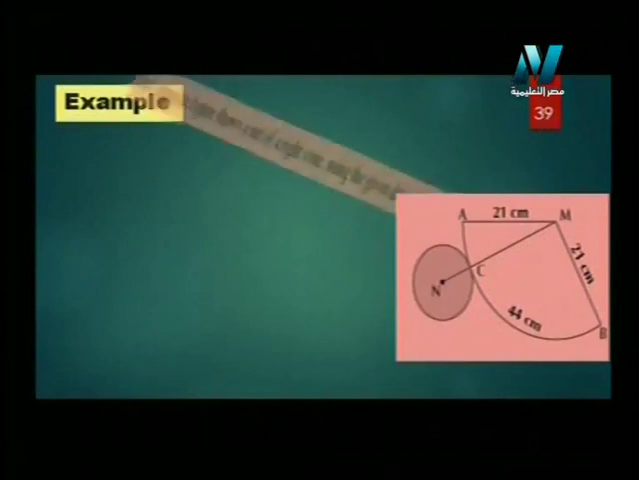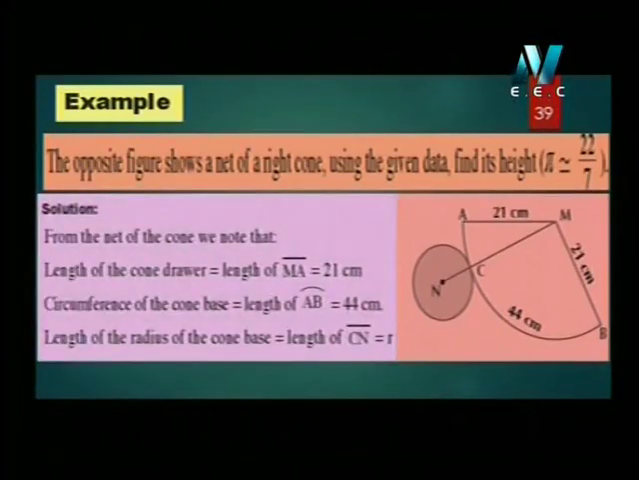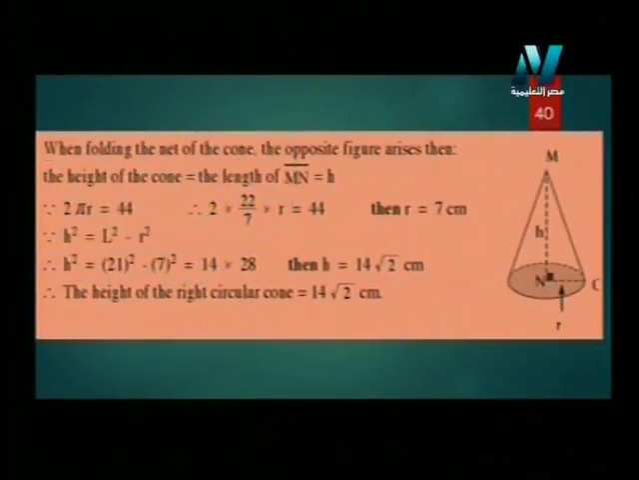Example: we have this one. The opposite figure shows the right cone. Using the given data, find the height, pi equals 22/7. Solution here. The length of the cone drawer, the length of MA, equals 21. The circumference equals 44. So the length of the radius of the cone base, CN, equals R. By folding this figure, we get 2πR equals 44, and as an equation, we will find R easily equals 7 centimeters.